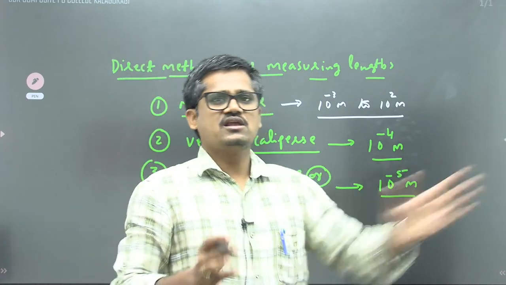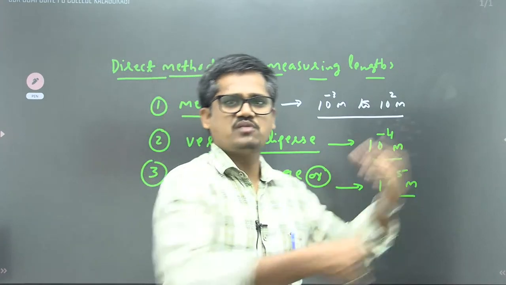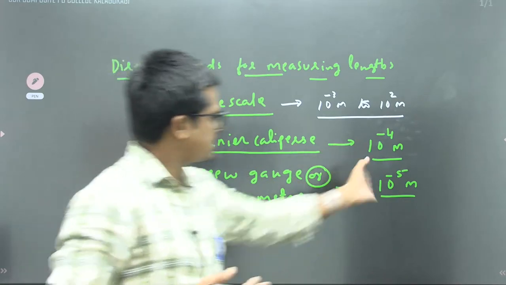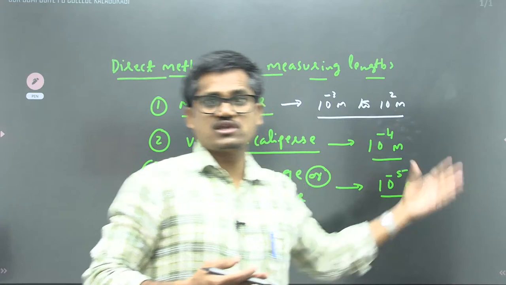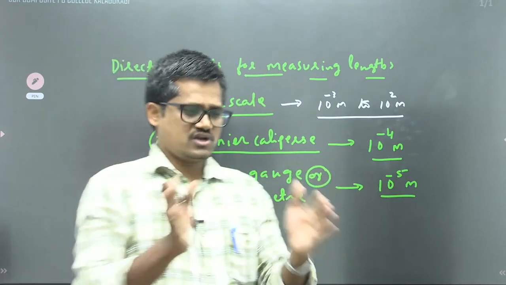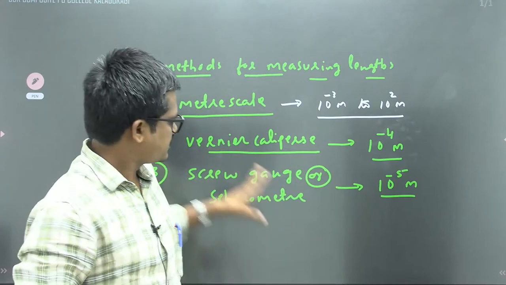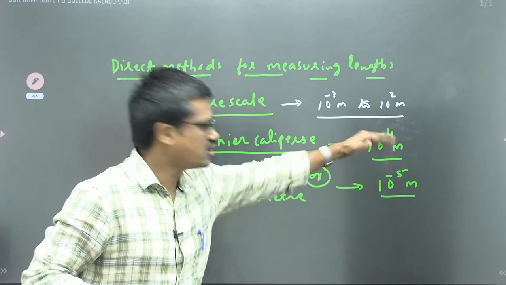The highest is again 2-3 millimeter. It depends on the quality of the screw gauge and the requirement; the highest value that can be measured differs. It's not too big, hardly 2-3 millimeter or 1-2 millimeter, something like that. This is the lowest value these two can measure.